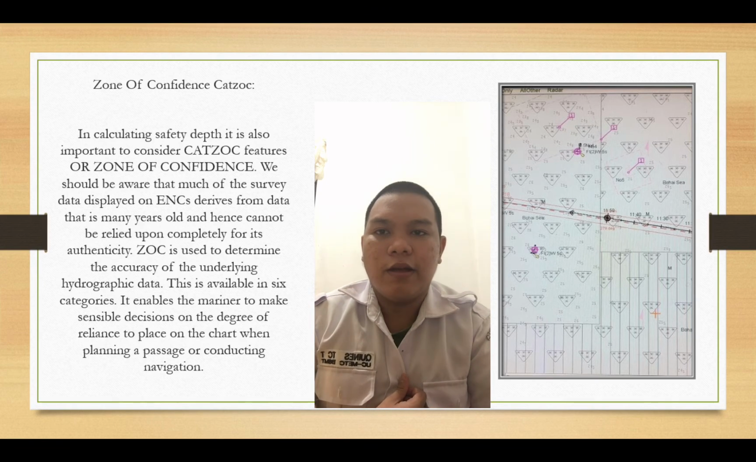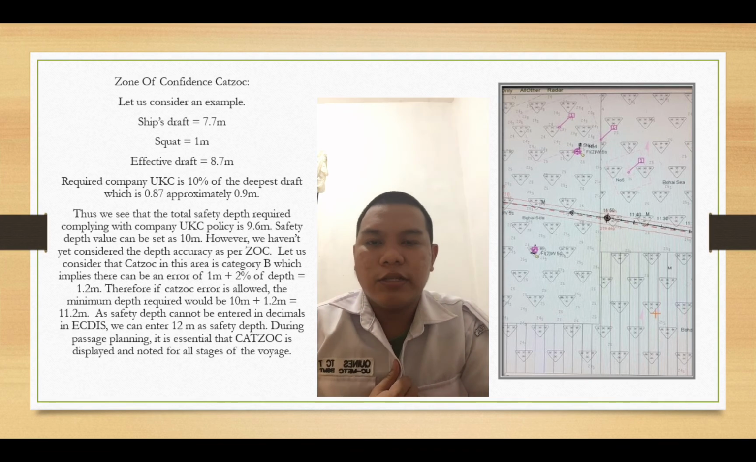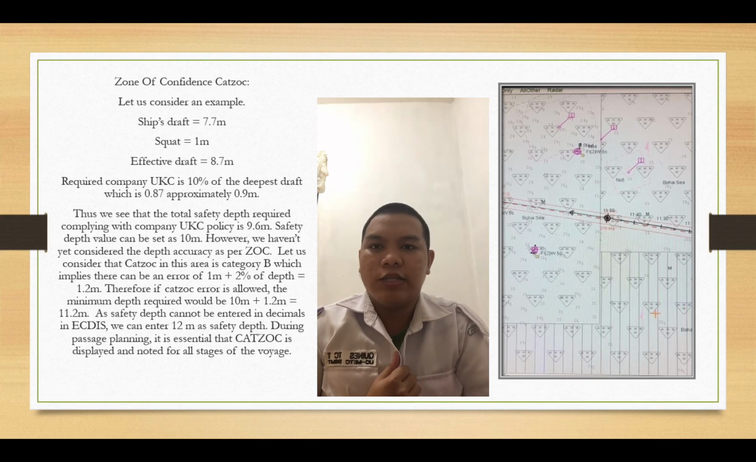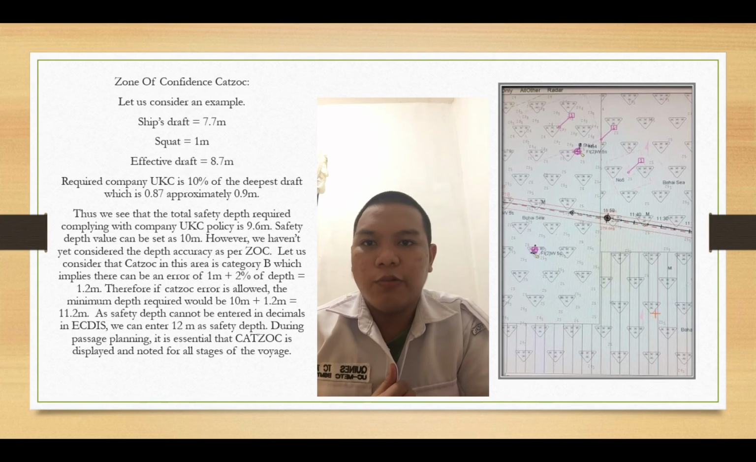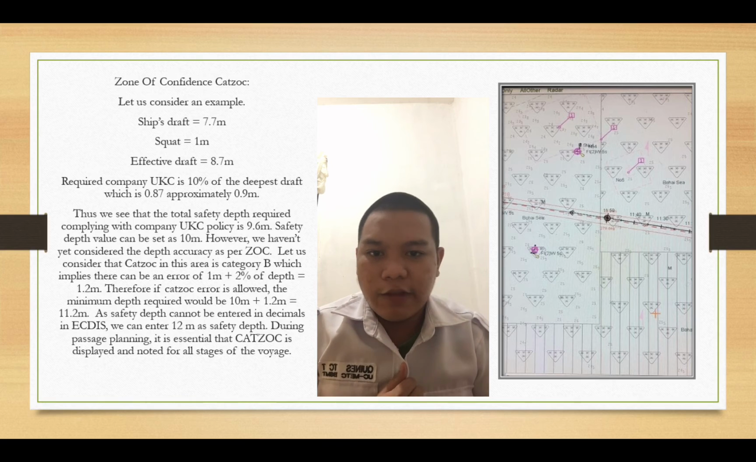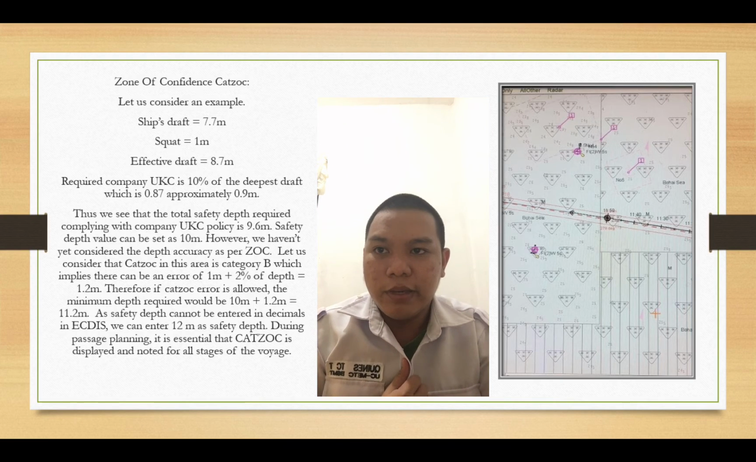This is available in 6 categories. It enables the mariner to make a sensible decision on the degree of reliance to place on the chart when planning a passage or conducting navigation. In this figure, this is the CATZOC category B.